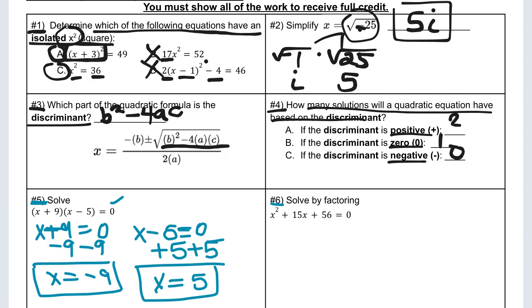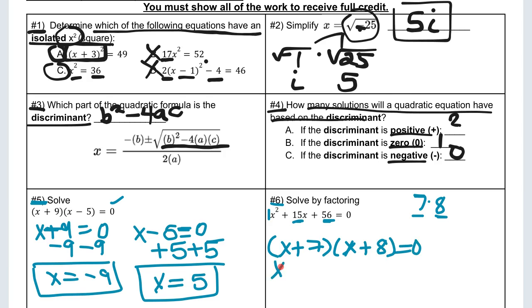Next, number 6, solve by factoring. Notice we're looking for factor pairs of 56, which could be 7 and 8. 7 and 8 work because 7 plus 8 is also 15. Therefore, our factors would be x plus 7 followed by x plus 8 equals 0.